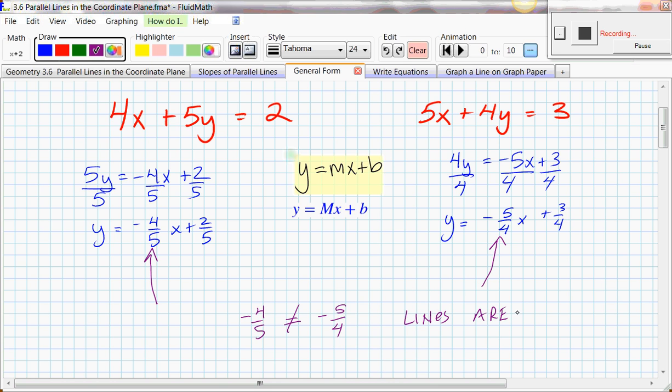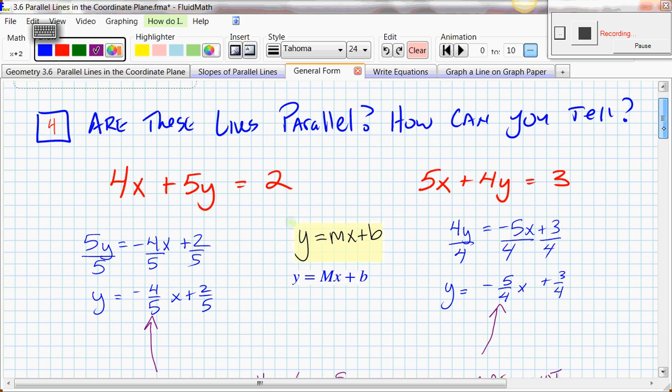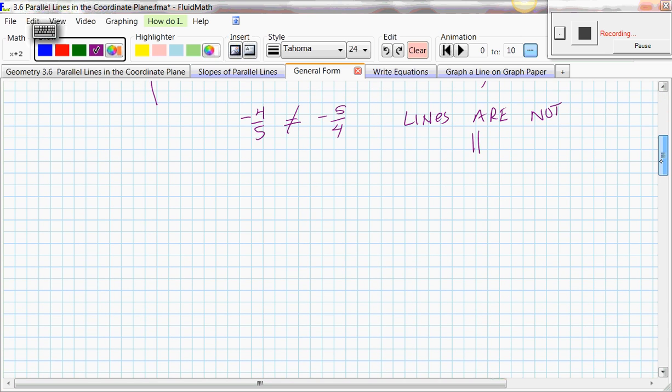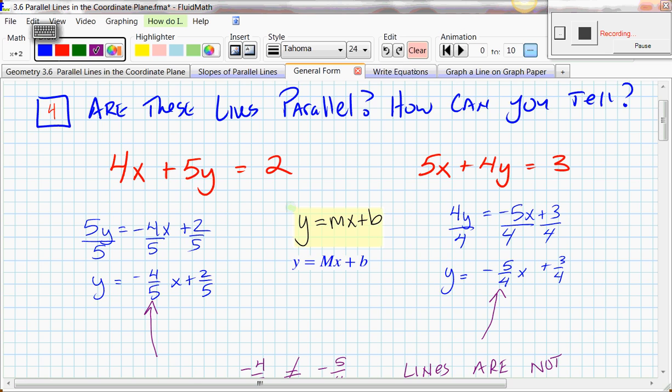And I don't even have to graph them. I can just already tell. Use the symbol for parallel, or not parallel. So those lines are not parallel, and the way that I can tell is because their slopes are not equal. Okay, that's the fourth box there.